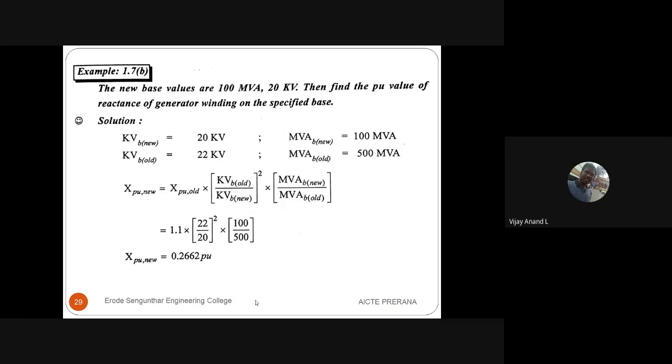Next, here we are going to see about the new base values. The new base values are 100 MVA, 20 kV. Then find the per unit value of the reactance of the generator winding on the specific base. First of all, write the given data: kVB new is equal to 20 kV, and kVB old value is 22 kV, which was given in the previous sum.